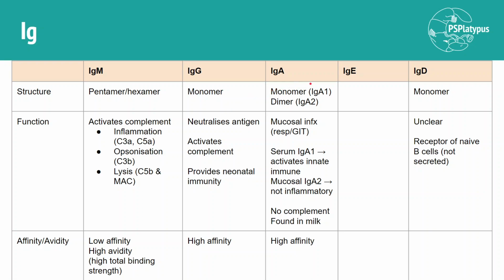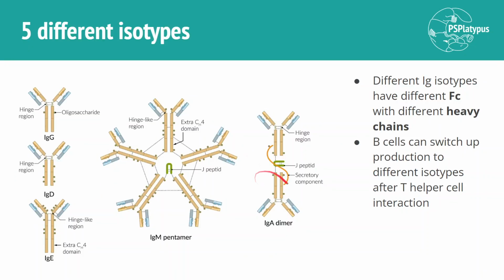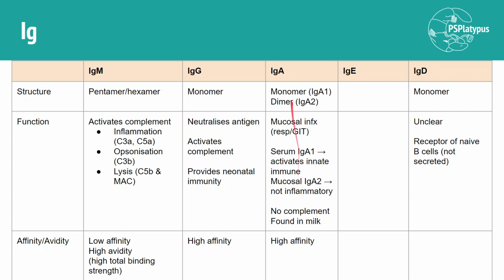IgA is a little bit special. There are two different types of IgA: serum IgA and mucosal IgA. In this picture here, we see a dimer, which is going to be the mucosal IgA. In reality, you have a serum IgA, which is a monomer, which is found in the blood serum. This mainly just activates the innate immune system and has an inflammatory effect. Mucosal IgA does not, so it's not inflammatory because it's found in the respiratory and gastrointestinal tracts, so we don't really want a super big inflammatory response in that area. It doesn't activate complement, and it's also found in breast milk and colostrum, meaning it also provides neonatal immunity. It also has high affinity as well.